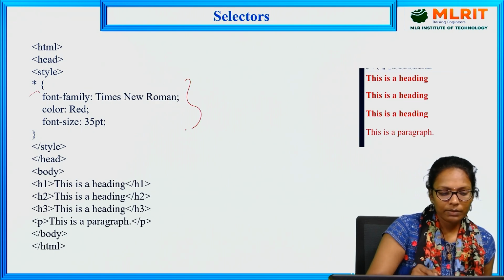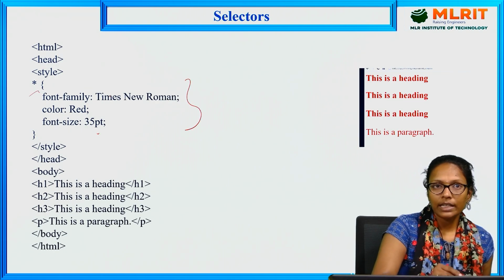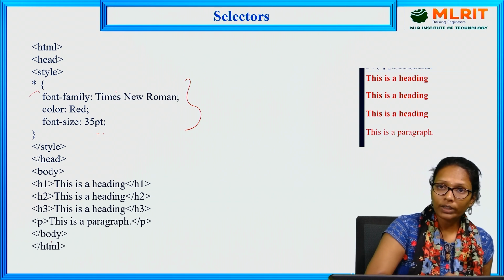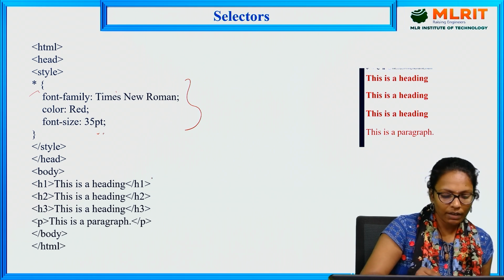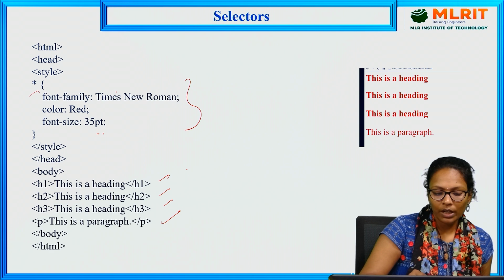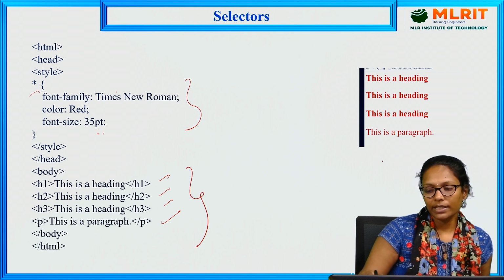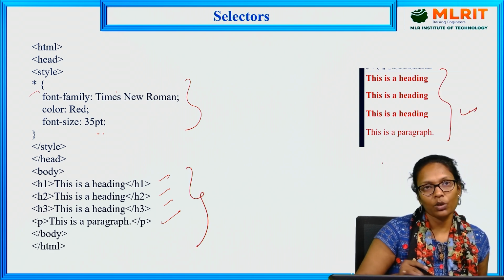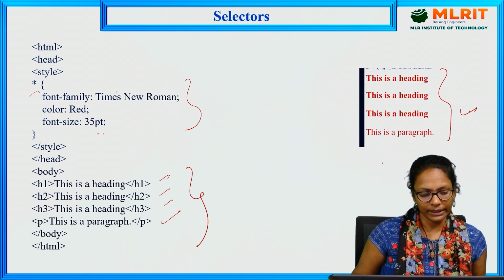And I'm providing some font family, color and font size. These styles will be applied to all the elements of your program. What are the elements you have? H1, H2, H3 and paragraph. For all these elements, the set of styles will be applied. Why? Because I'm using a universal selector here.